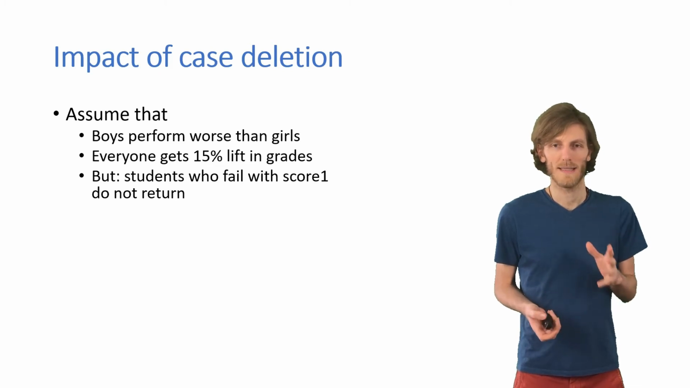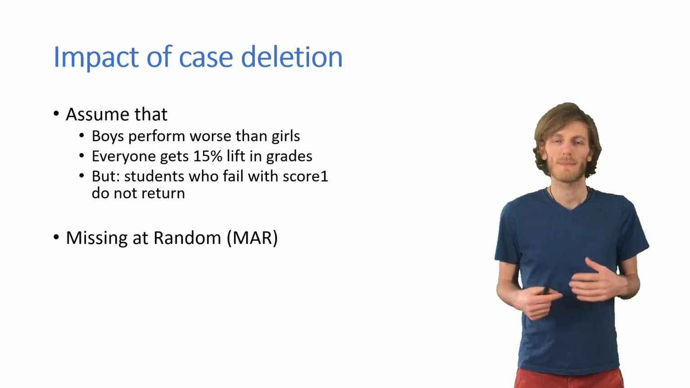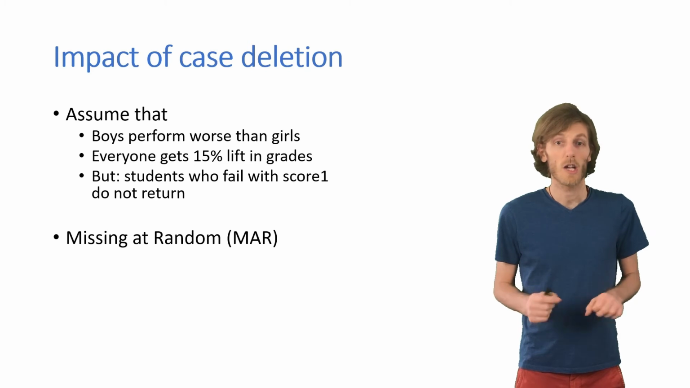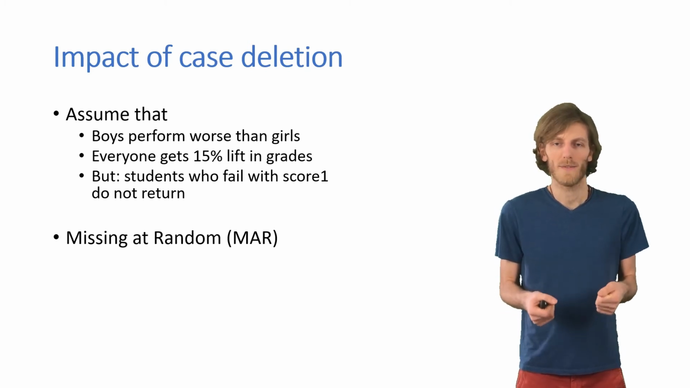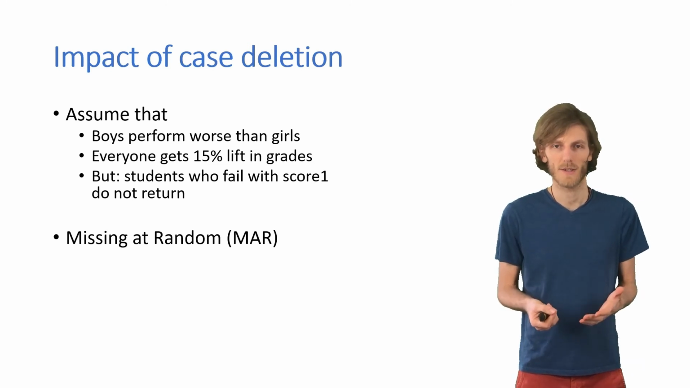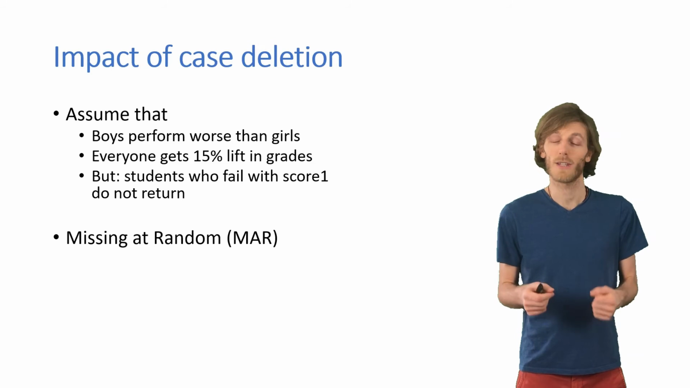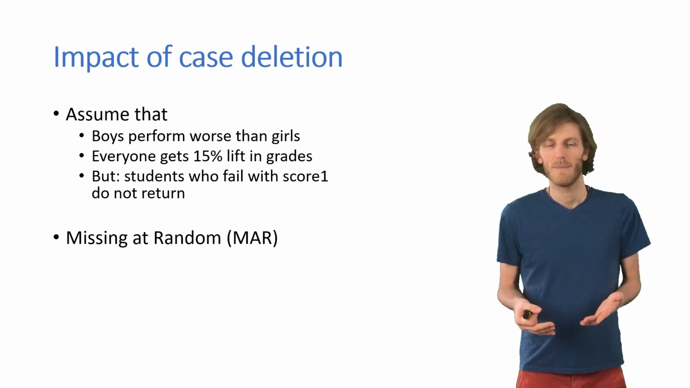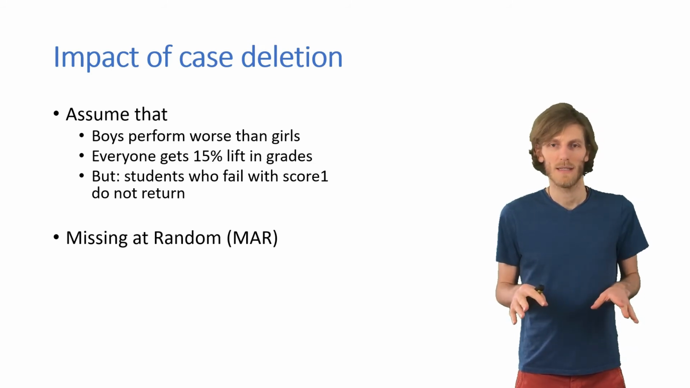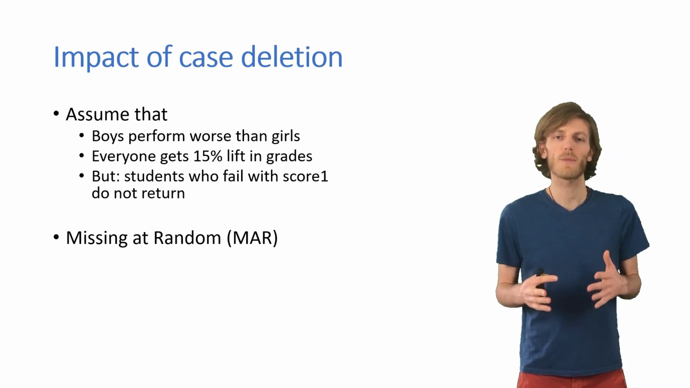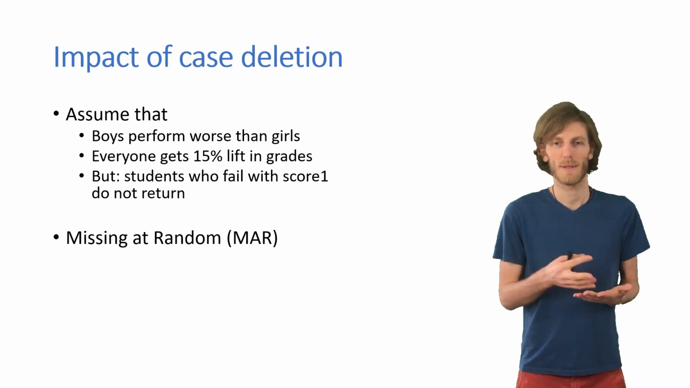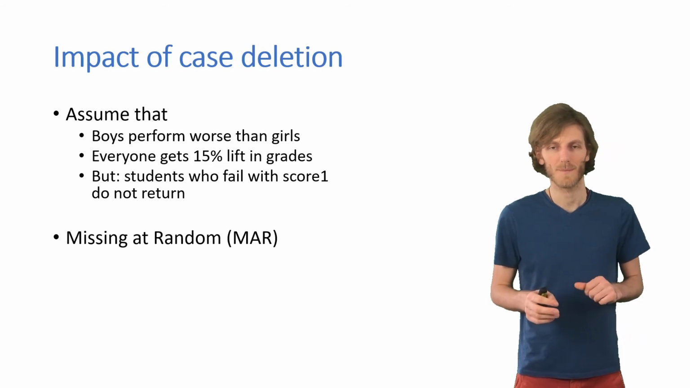What's the pattern of missingness here? Well, it's missing at random. Not completely at random, because we have a variable in our data that predicts missingness. That variable is the first test score. It's not missing not at random, because the second test score doesn't influence missingness, at least not beyond the relationship it might have to the first test score.